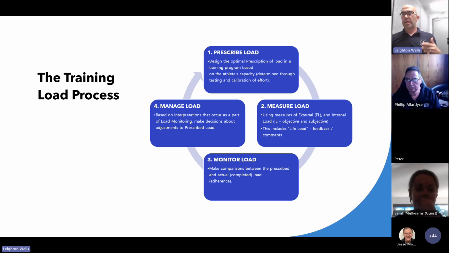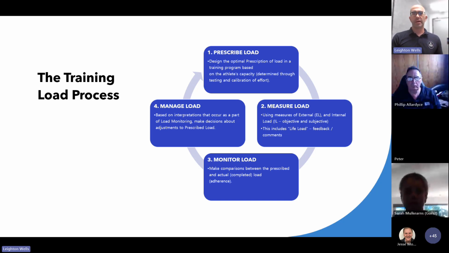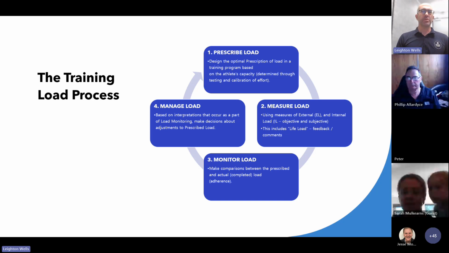And then we come to managing load, factoring in their recent training, perhaps that session, perhaps a week or a month, some niggles that they may have had, that brought a non-sport picture, so that we can go ahead and adjust load, prescribe the next block, the next week, the next period of training based on the information, objective and subjective information, that we've gathered.